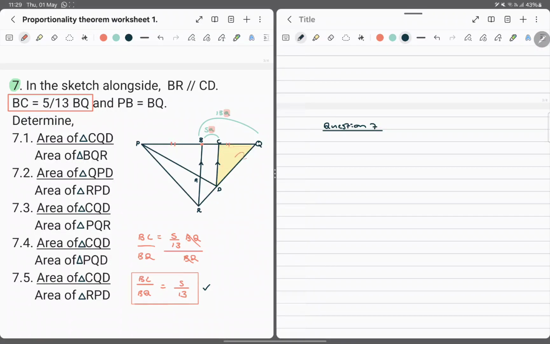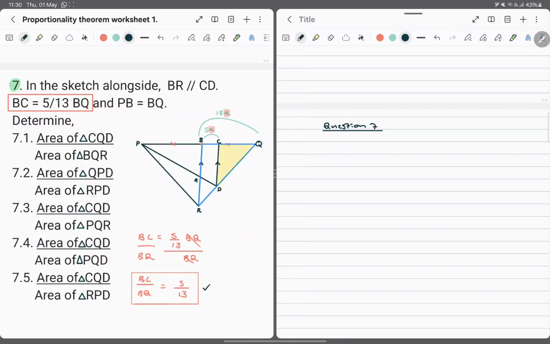So there is our triangle CQD. Nice. Okay, over the area of triangle BQR. Which one is this? We can see that it's this triangle over here, over that triangle over there. And we can see that the big triangle BQR has this line CD parallel to BC. So the proportionality theorem is going to work here.